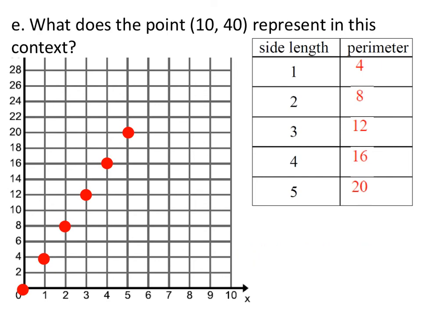What does the point (10, 40) represent in this context? Well, the 10 comes from the x's, which is this column here, the side length, and the 40 comes from the y, which is the second column, the perimeter. So in other words, if you have a side length of 10, your perimeter would be 40.